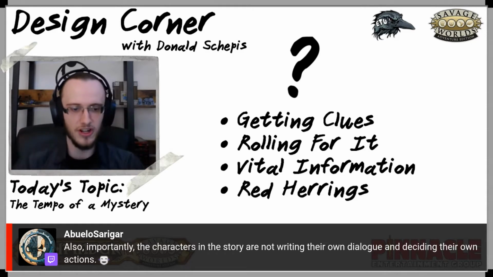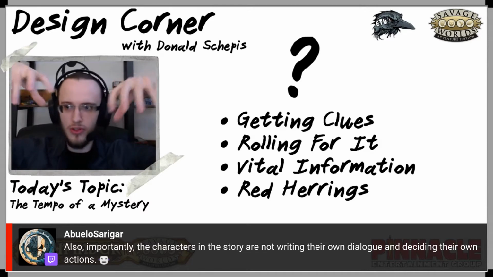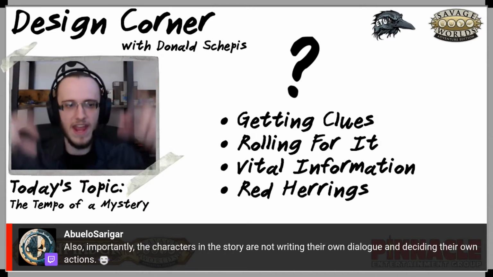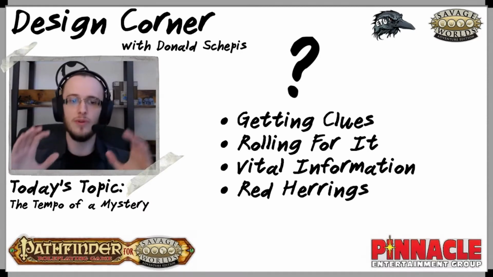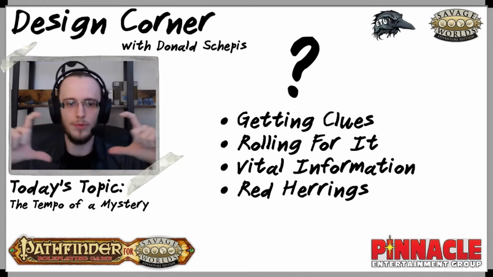But just like Abuelo Saragar said, your players are not puppets that you control that you move around the board. They have their own ideas, their own thoughts, their own way of doing things. And so that's where we jump into my first point of how we want our players to get clues.